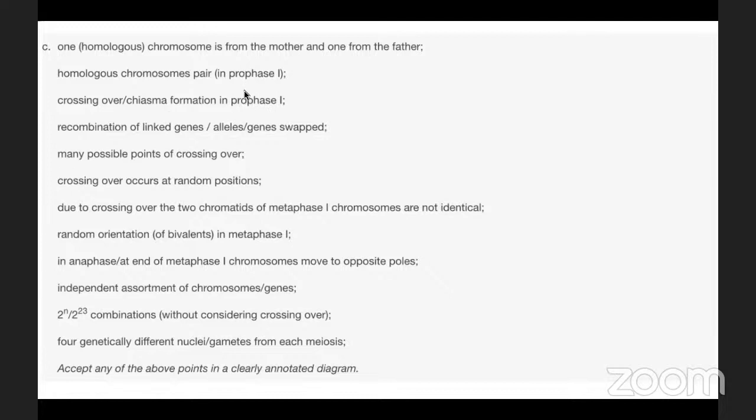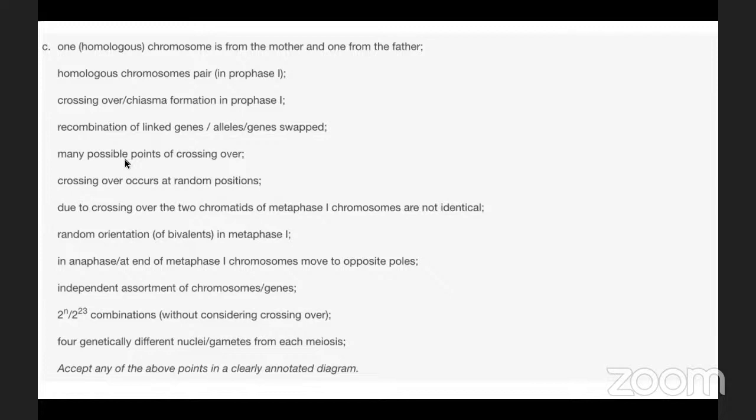And then apa jadi bila ada crossing over? Kita akan ada recombination of linked genes. Yang mana bila homologous chromosome between the father and the mother is crossed over, there will be a transfer of genetic material, creating the combination of linked genes.